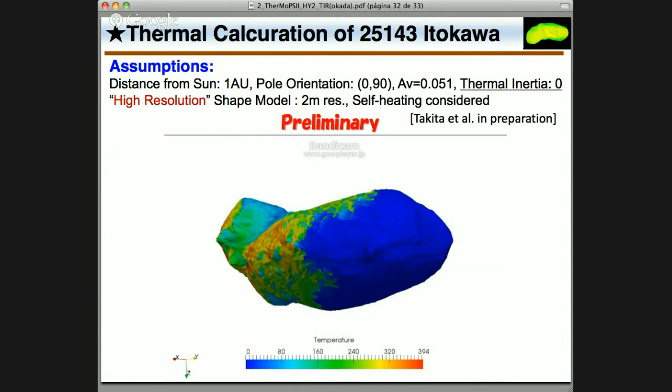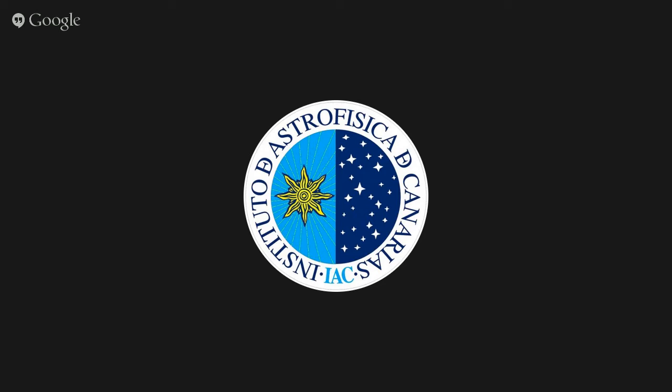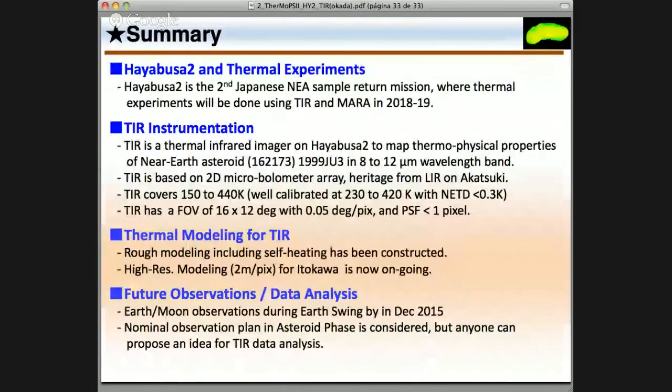The thermal experiments will be planned. The instrument is an uncooled bolometer-based imager, originally a commercial thermography instrument, but applied for space use, covering 150 to 440 degrees. We have started the modeling in detail. Some of our modeling is constructed, and future observation will be considered. The nominal mission plan is considered, but if you have interest, anyone can propose an idea for TIR data. Okay. Thank you very much.